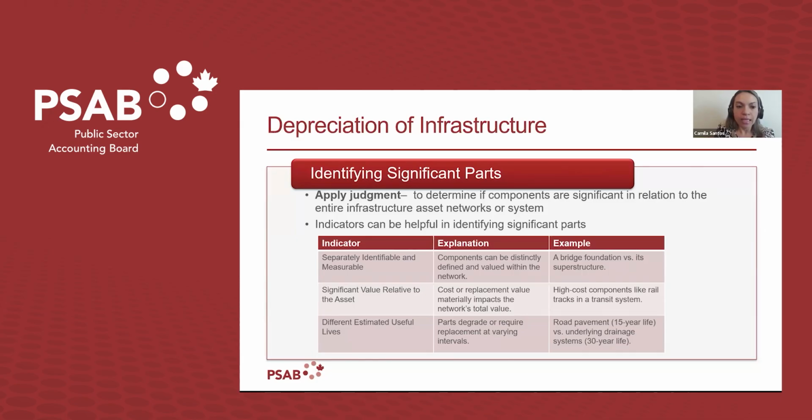For example, is the part separately identifiable and measurable? Does the part have a significant value relative to the total asset? Does the part have a different estimated useful life? Once that analysis is made, if the parts are significant, they should be depreciated separately as they will have a material impact on annual depreciation expense.